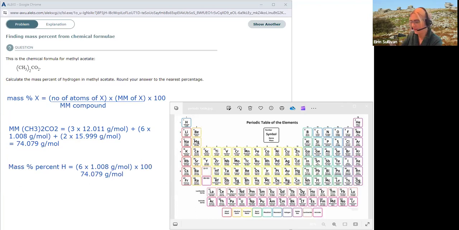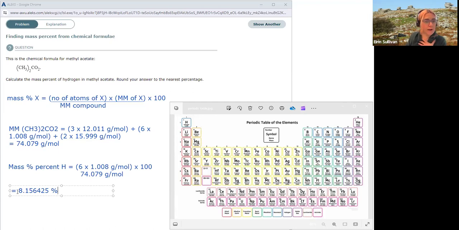So mass percent hydrogen is going to be 6 times 1.008 grams per mole, divided by 74.079 grams per mole. So what is that going to turn out to be? 6 times 1.008, you probably already worked it out, divided by 74.079, times 100, gives 8.16425 and so on, percent.